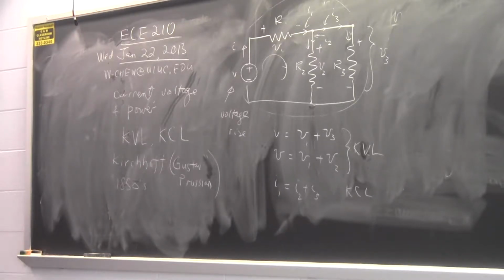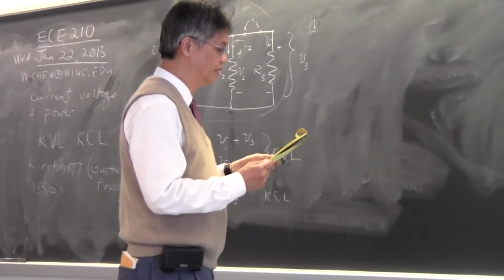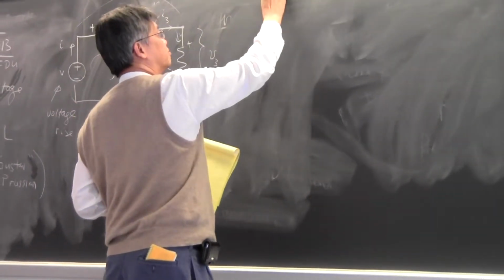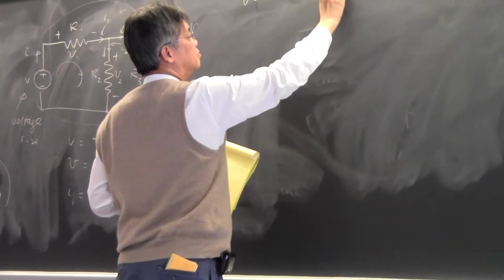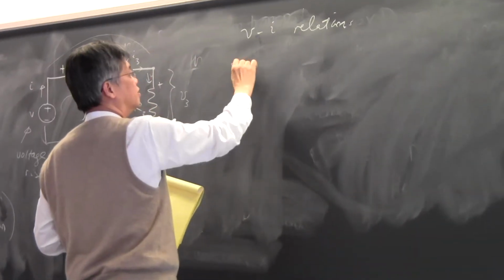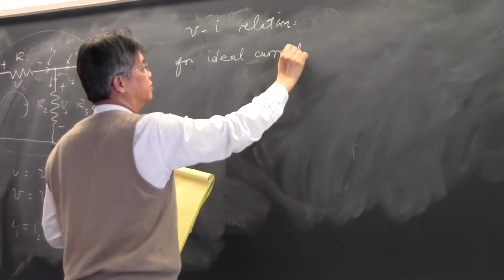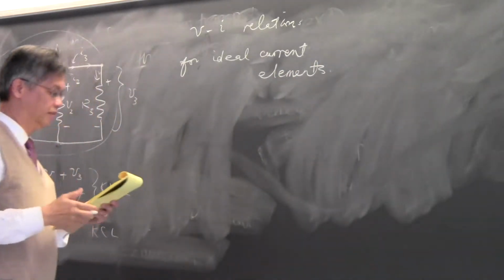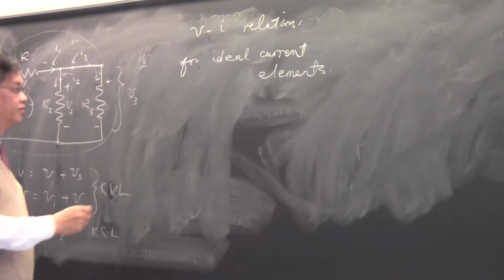Okay, so today we're going to do something new. We're going to talk about ideal current elements and talk about the VI relationship for ideal current elements. Okay. The first one that we like to talk about is a resistor.